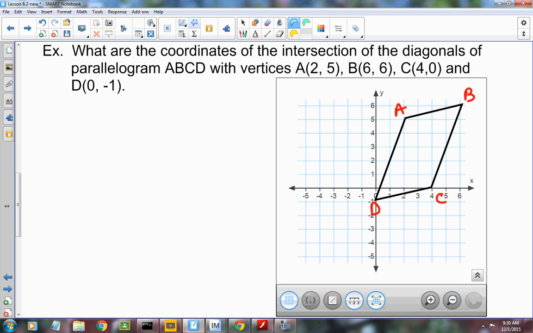Now it says, what are the coordinates of the intersection of the diagonals of the parallelogram? What did we learn about the diagonals of the parallelogram? Well, if you do one diagonal, it makes two congruent triangles. What if you do both diagonals? They intersect at each other's midpoint, right? They bisect each other. So what am I going to do to find out the coordinates?